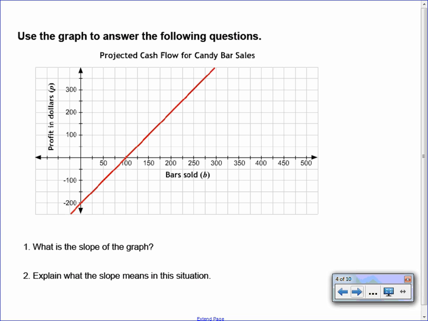So if we start at 0, negative 200, and we go up to 0, 100, we go up 200, we go over 100. So we have a slope of 200 over 100, which simplifies to just a slope of 2. Explain what the slope means in this situation. It means that we are increasing our profit in dollars by a rate of 2.